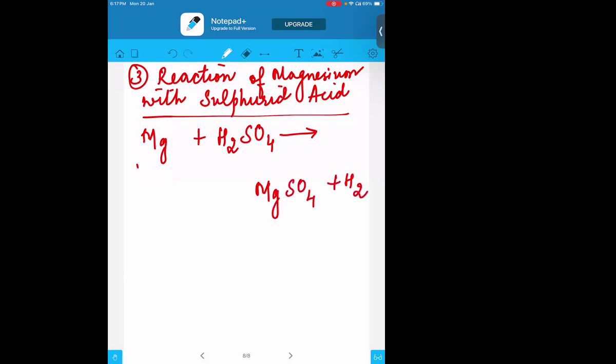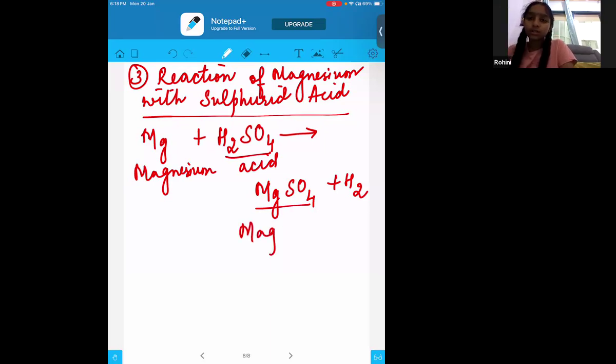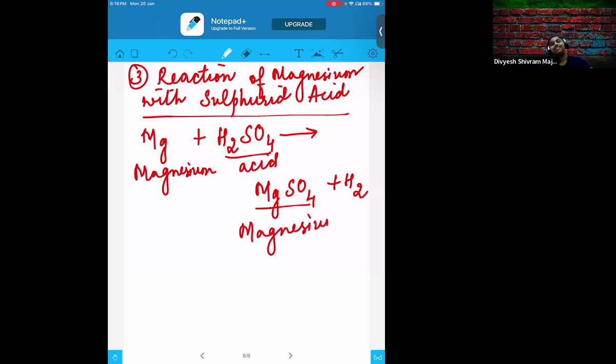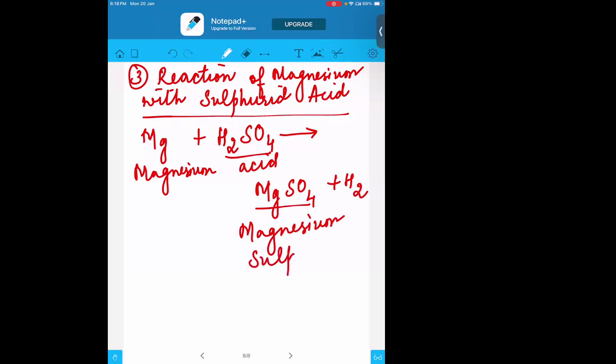Now here Mg stands for the magnesium, which is the metal. H2SO4 is the acid, which is sulfuric acid. MgSO4 is what? Ma'am, magnesium sulfate. It is called magnesium sulfate. MgSO4 is magnesium sulfate. Now, you tell me, is this equation a balanced equation or not?